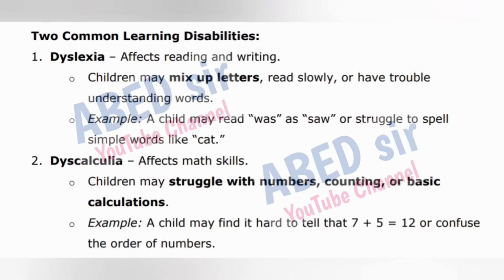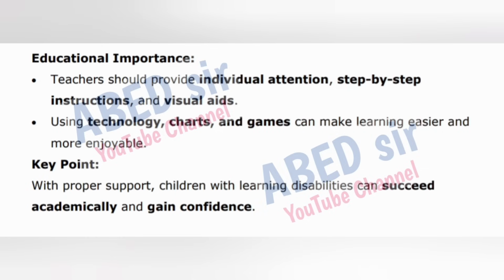Example, a child may read "was" as "saw" or struggle to spell simple words like "cat." 2. Dyscalculia affects math skills. Children may struggle with numbers, counting, or basic calculations. Example, a child may find it hard to tell that 7 plus 5 equals 12 or confuse the order of numbers. Educational importance. Teachers should provide individual attention, step-by-step instructions, and visual aids.